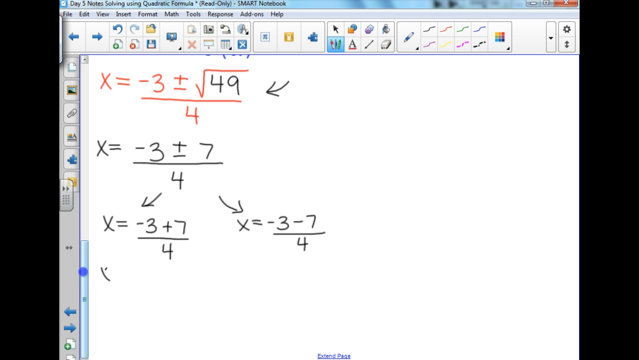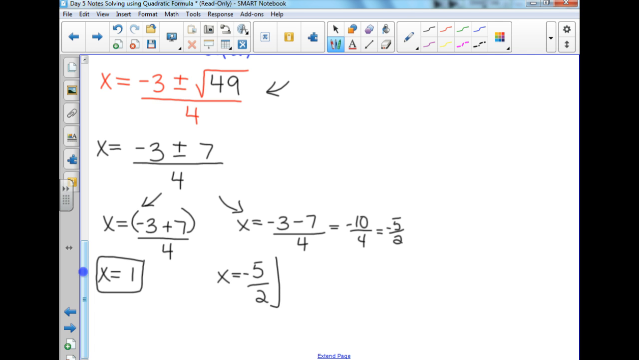So simplify. You can put this in your calculator if you put parentheses around the top. So that would be 4 divided by 4 is 1. And this one becomes -10 over 4, which is -5 over 2. Again, you can put that in your calculator if you put parentheses around the top.